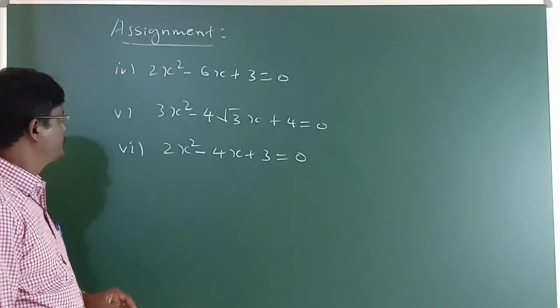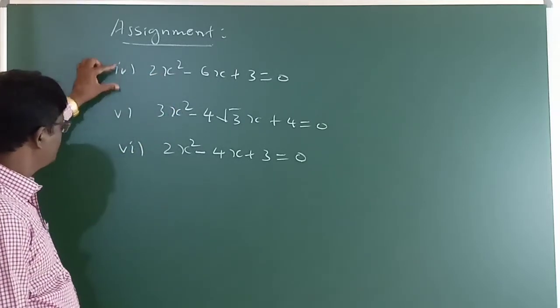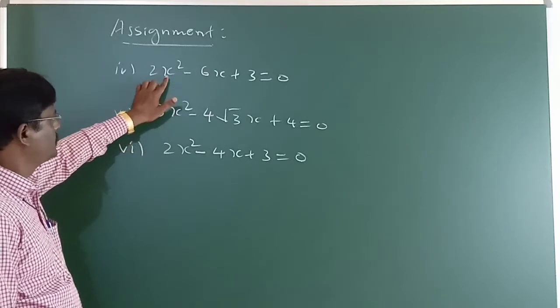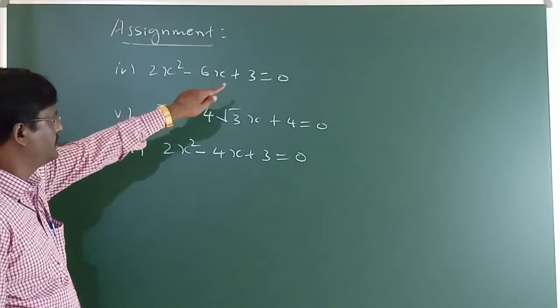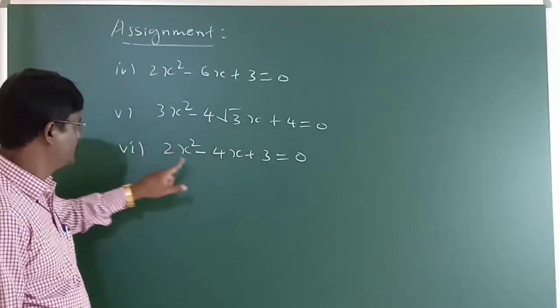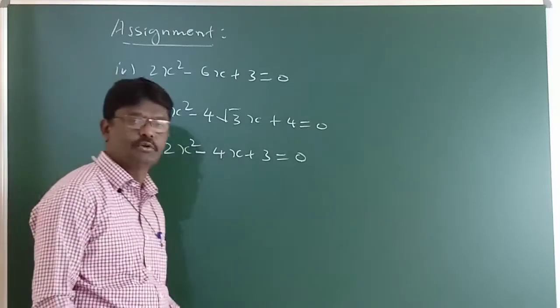Today's assignment, children: find the nature of the roots only. You better continue the numbers also. These are the three simple equations I have given you. 2x square minus 6x plus 3 equal to 0. 3x square minus 4 root 3x plus 4 equal to 0. And then 2x square minus 4x plus 3 equal to 0.